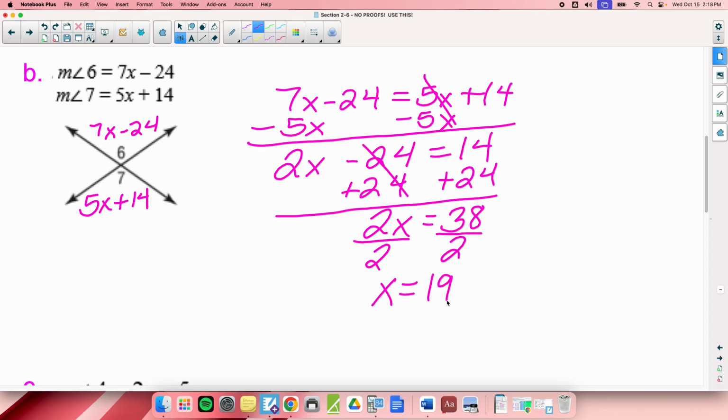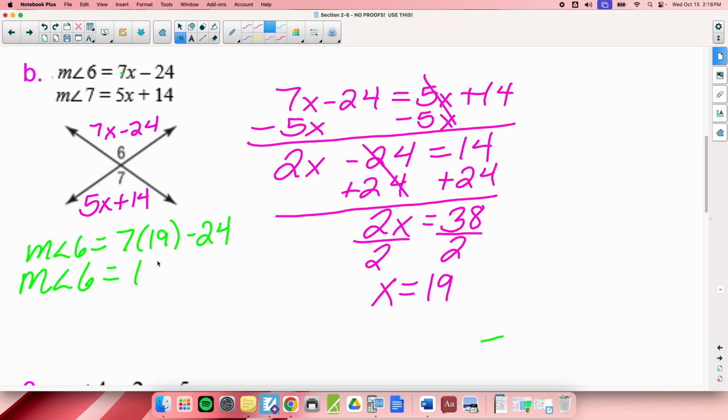But remember, we're not done. Now what we have to do is go over here, and the measure of angle 6 is 7 times 19 minus 24. Now, I know there's not a lot of calculators left, but you guys can get a calculator on your MacBook. I can get one on my phone, but it's in my locker. 133 minus 24.